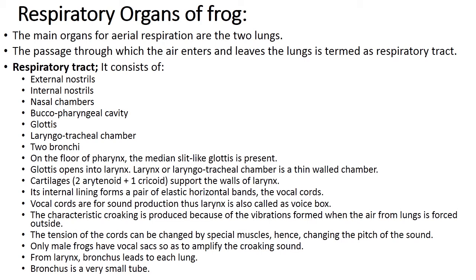The characteristic croaking is produced because of the vibrations formed when the air from the lungs is forced outside. The tension of the cords can be changed by special muscles, hence changing the pitch of the sound during croaking. Only male frogs have vocal sacs, which amplify the croaking sound when air is forced out of the lungs.